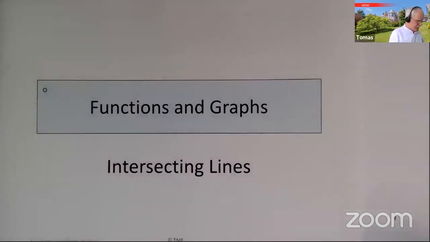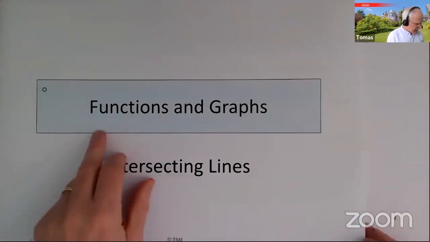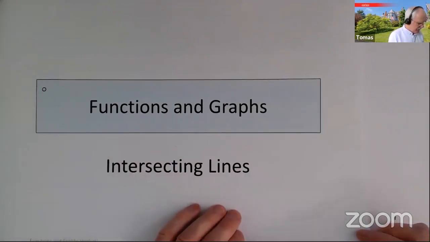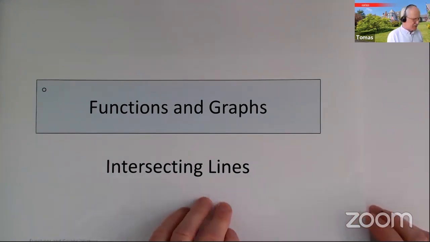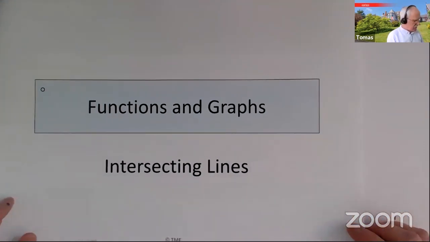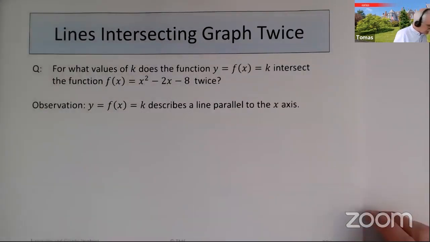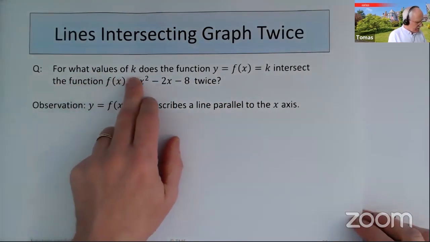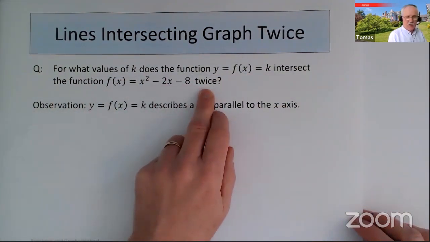So that's that bit. Now, what else do they have in the course for you? Well, they have this thing called intersecting lines. And they say, well, how do we do that? Well, I thought we did that before. Well, we did, but the lines were sort of easy. They were the x-axis or the y-axis, or the y equal to 0 and the x equal to 0. So how does it work now for functions and graphs? Okay. So lines intersecting the graph twice. What values of k does the function y equals k intersect the function f of x twice?